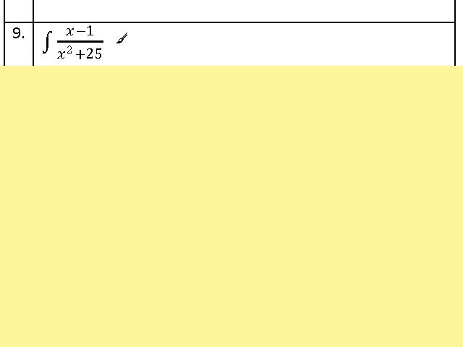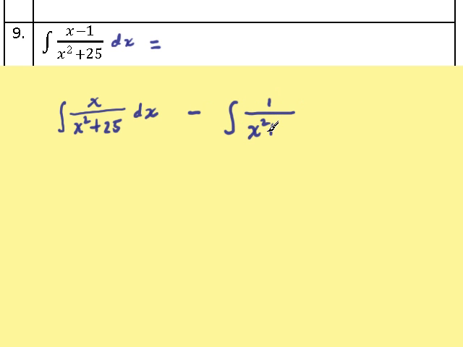Number 9, I left out that dx. Number 9, we're going to split into two integrals. So let's start by doing that. Let's write this as the integral of x over x squared plus 25 dx, and then minus the integral of 1 over x squared plus 25 dx. Now this one is an arctan type of integral, but what about this one? Well, this is a different type. This is not an arctan. All right, this is a log integral. Notice the derivative of the denominator is 2x, and we have an x up here. So this one's going to be a log integral.